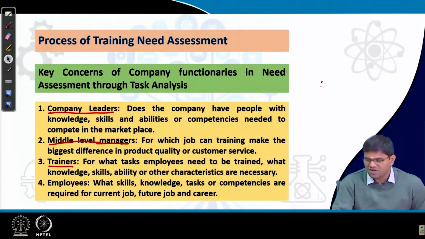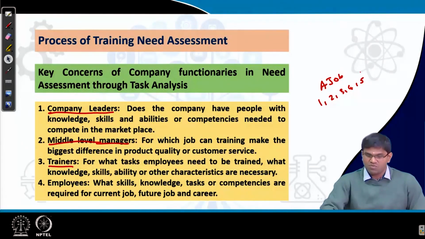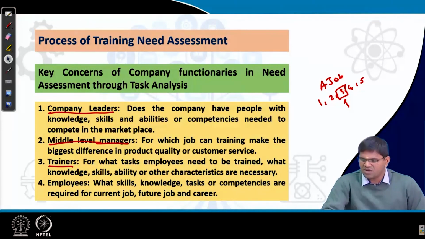Then the trainers: for what tasks do employees need to be trained? As I said, for a job A, now I have listed 1, 2, 3, 4, 5. Now I need to see for which task I need to train the particular employees. So what are the knowledge, skills, abilities and characteristics which are necessary? Let's say for task 3, which is the requirement, then you need to identify the set of things which are required to perform this particular task.